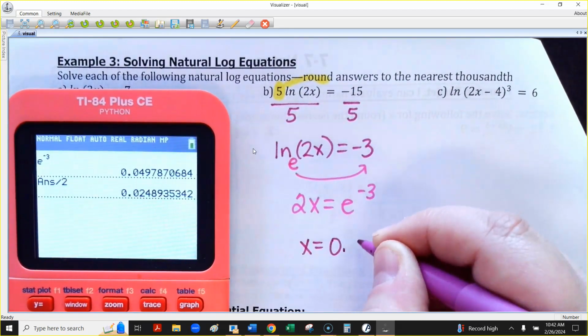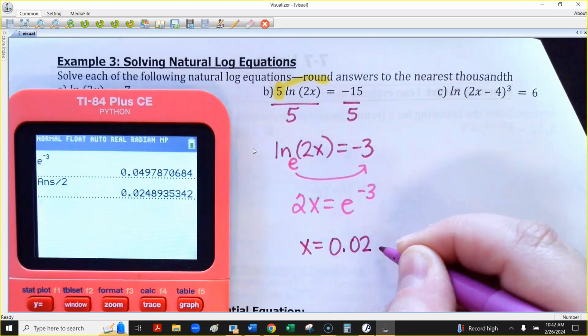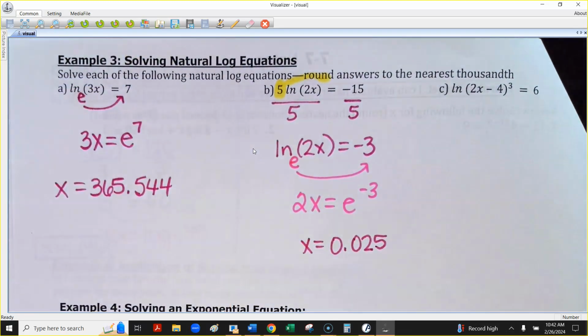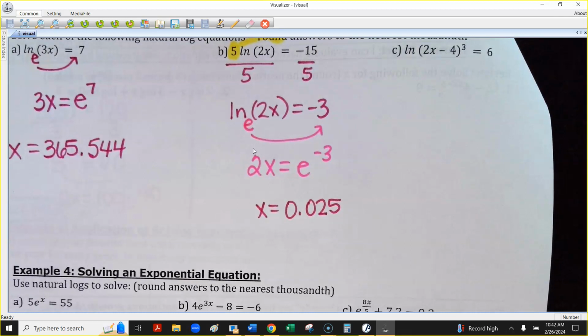So 0.25 to the nearest thousandth. It's just 3 decimal places. And again, if you want to plug these back in to check, you could do that super quick. All right, very similar to that problem we just did.